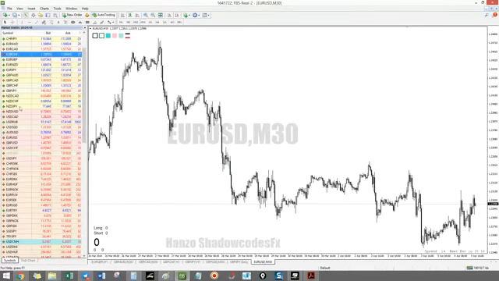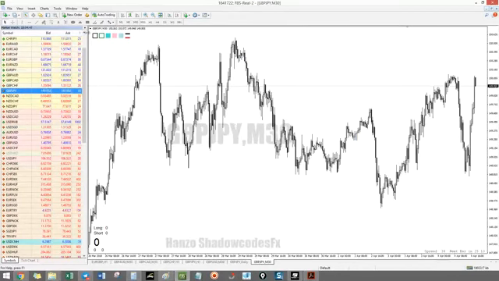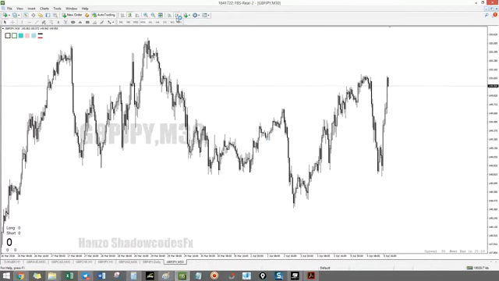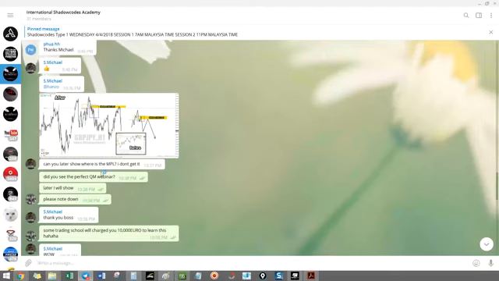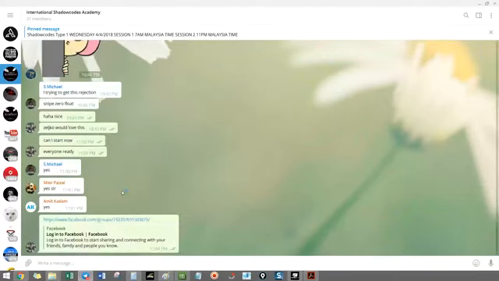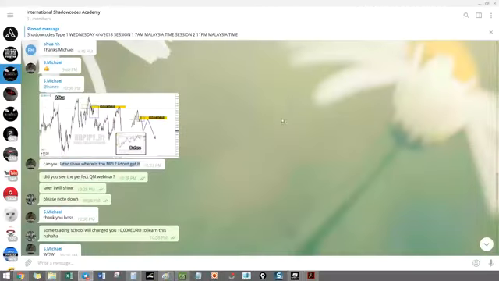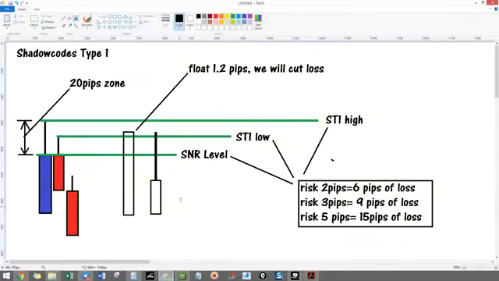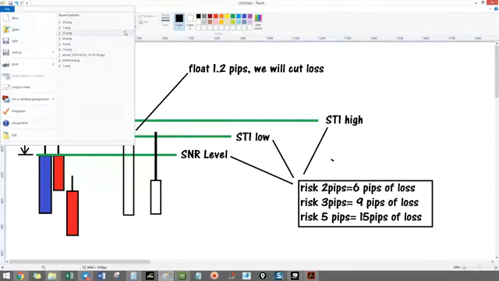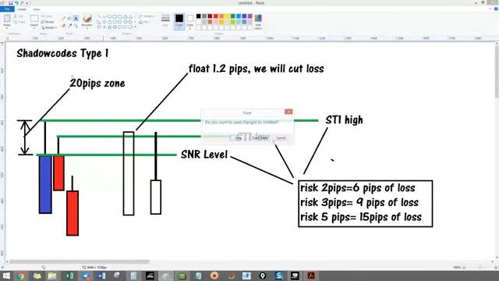GBP USD, GBP JPY. So this is Michael's question: show where is the MPL. Alright, so I will explain this one. Actually, it's already been explained before in a previous class, but it's okay, I will explain it again.